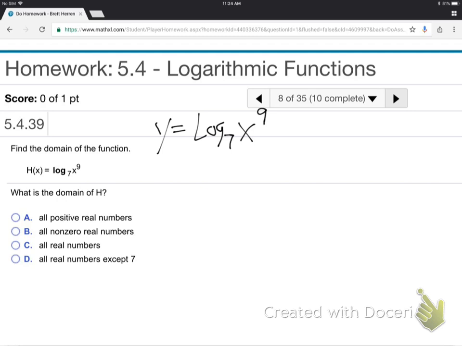What have we done with domain up to now? It's time for something new. What do we know about domain up to this point? How do we handle domain? What are the two things we look for? Remember, domain's problem areas, right? The things that we have to say, hey, you can't do that. It's going to cause a problem.